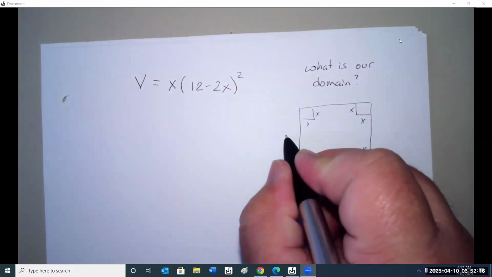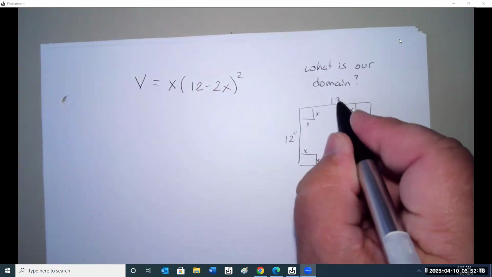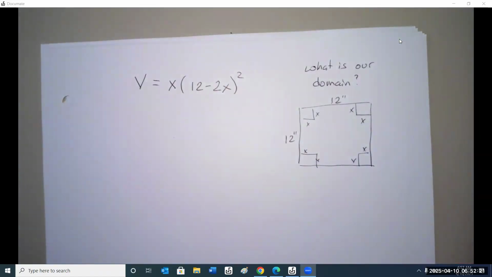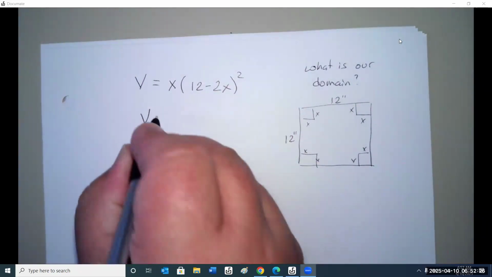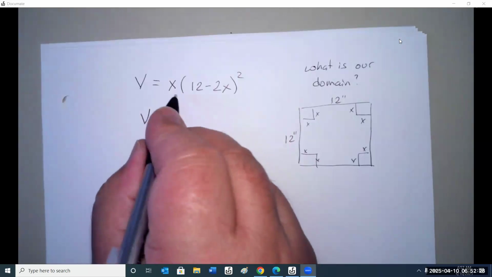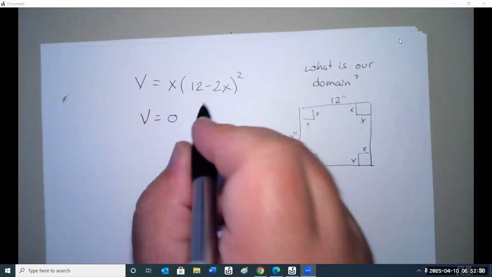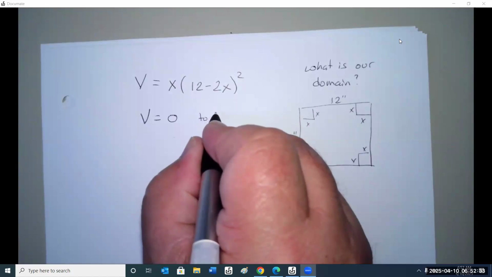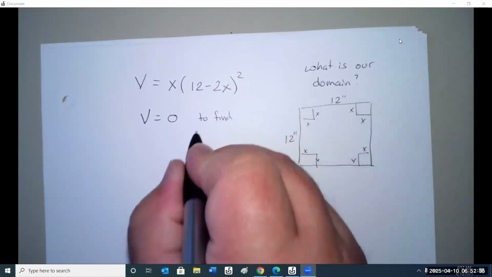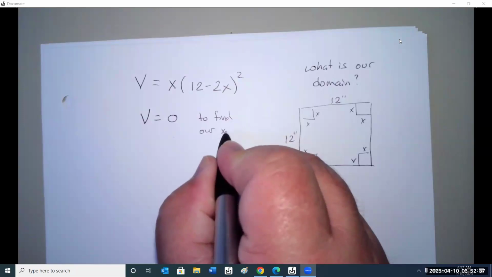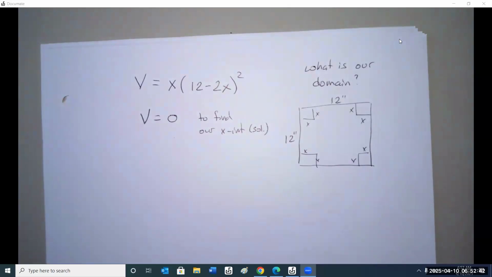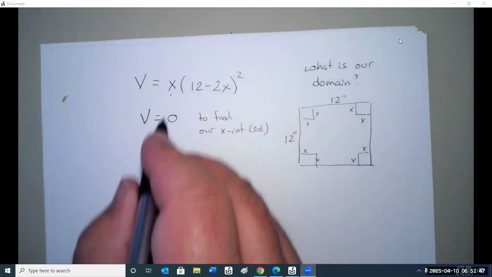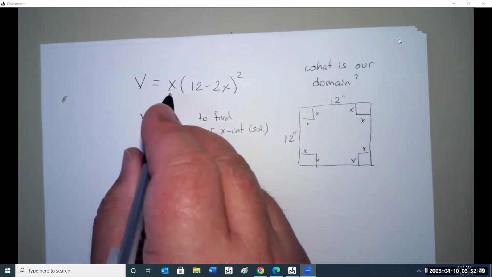And these sides are all 12 inches. So what we have to do is take our volume, because it's a cubic equation, set it equal to 0 to find our x-intercepts, our solutions. So we could do that. If we set this equal to 0, then we take both of these.